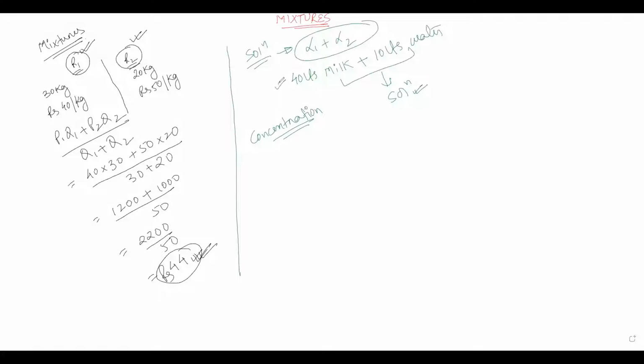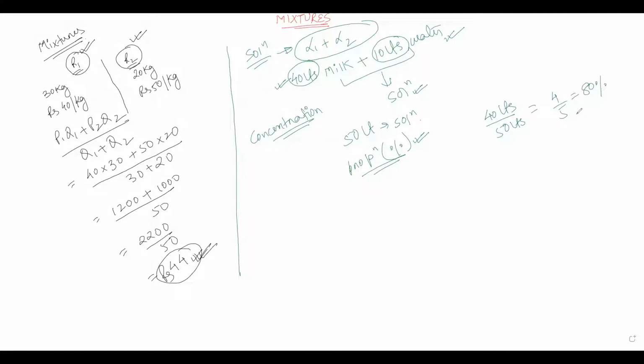Now, if we take this particular example, when 40 liters of milk has been mixed with 10 liters of water, we have a 50 liter solution. So the concentration of the solution can simply be termed as the proportion or the percentage of the liquid in the total solution. For example, in this particular case, I have the 50 liter solution, but the quantity of milk is 40 liters. So the concentration of this solution would be simply 40 liters upon 50 liters, which is nothing but 4 by 5 or 80%.